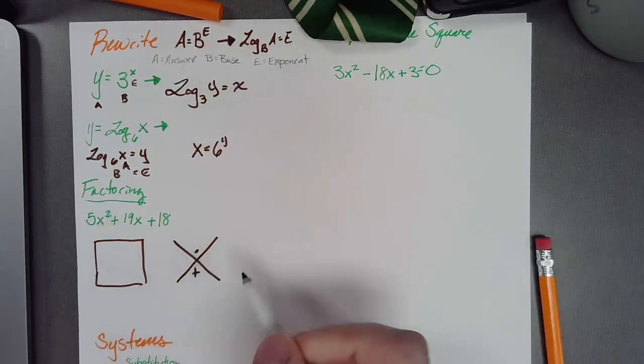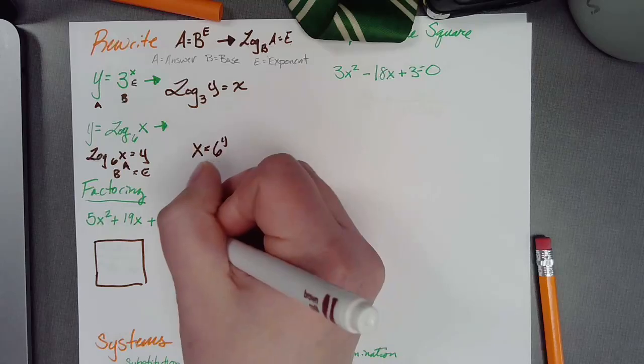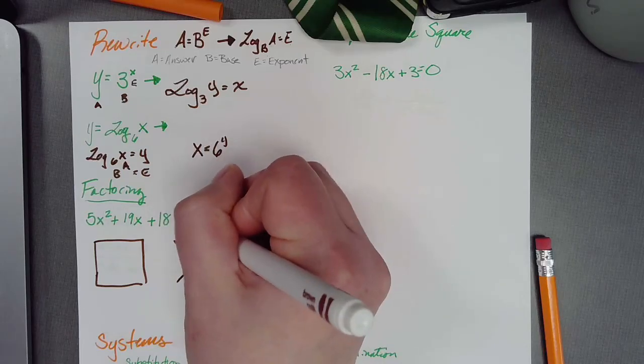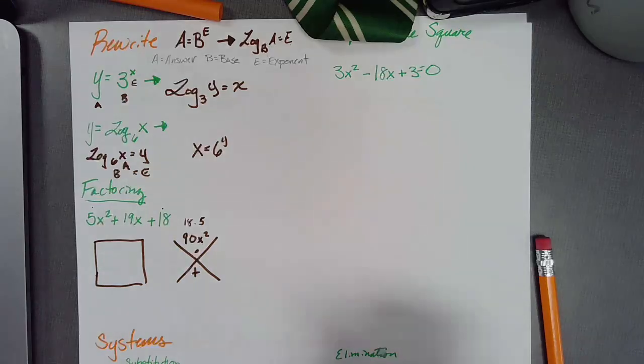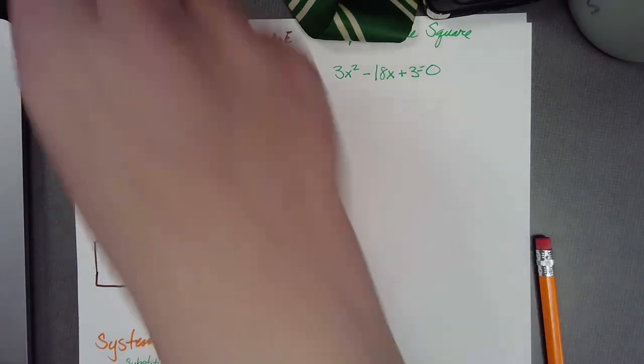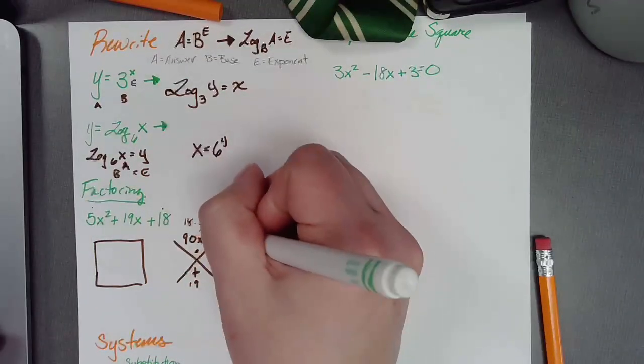So I need 2 numbers that are going to multiply to make 90. X squared, in case you're wondering, that is 18 times 5. So always this first number and last number multiplied together. And then it needs to add to 19. Some of us are going to be really, really fast to find those numbers, some of us not so much. So I'm going to pretend I'm not so much today.